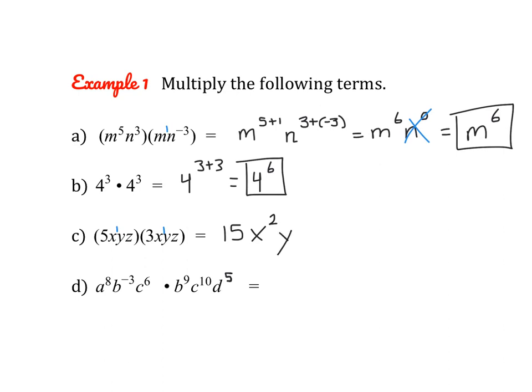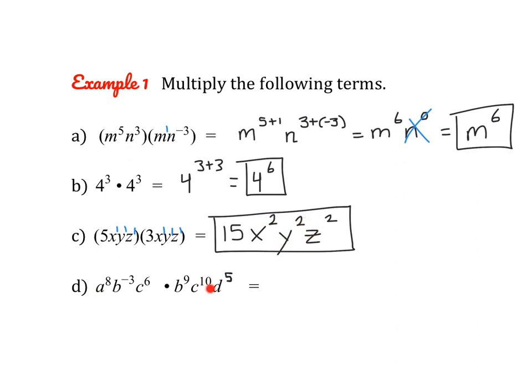Now we can do our y's. Again, we will have 1 plus 1, which is 2. And then the z's, which again, we have 1 plus 1, which is 2. And that's our answer, 15 x squared, y squared, z squared.